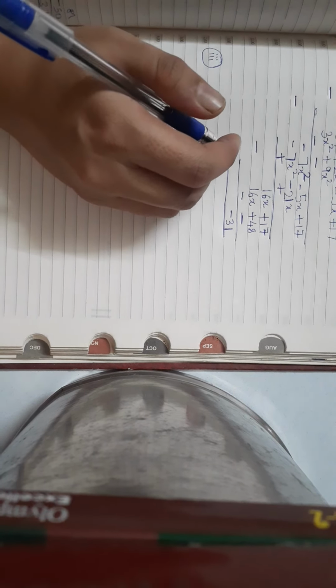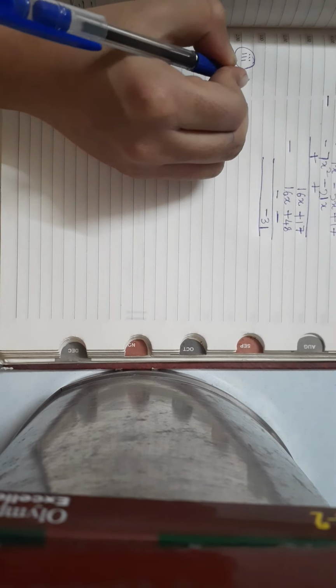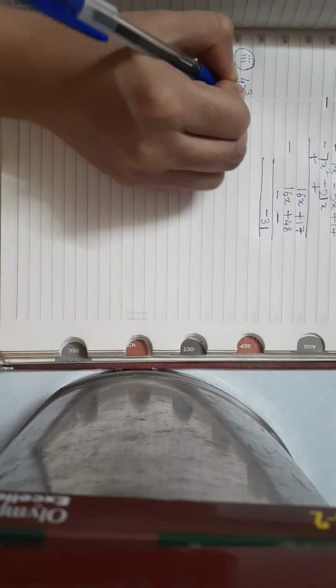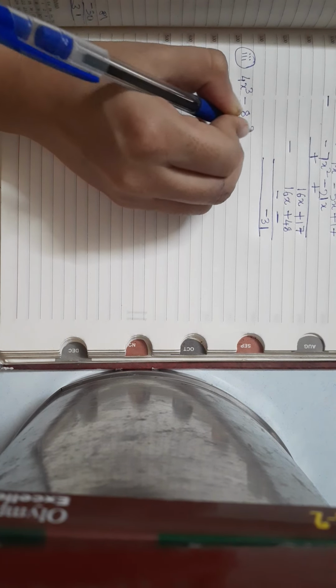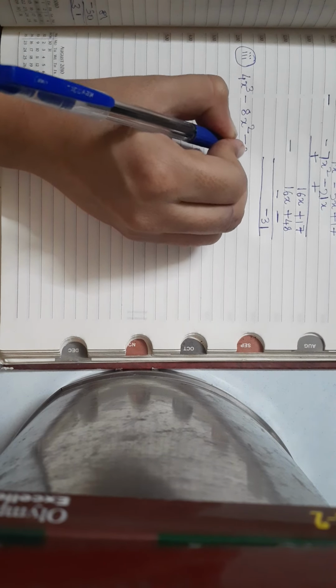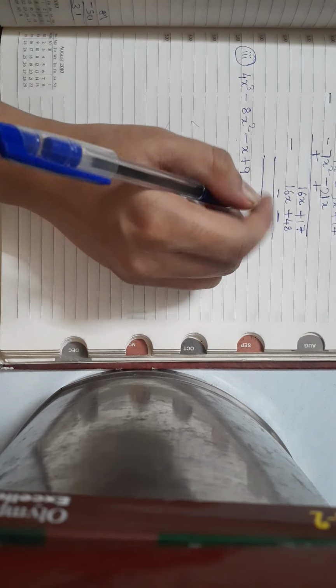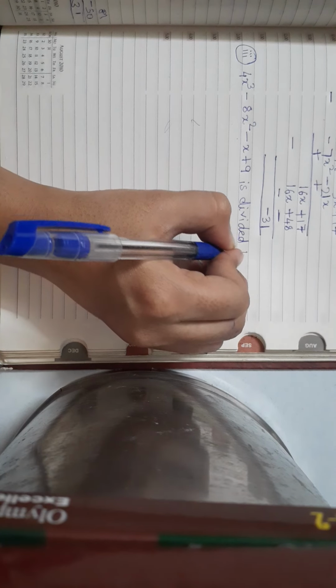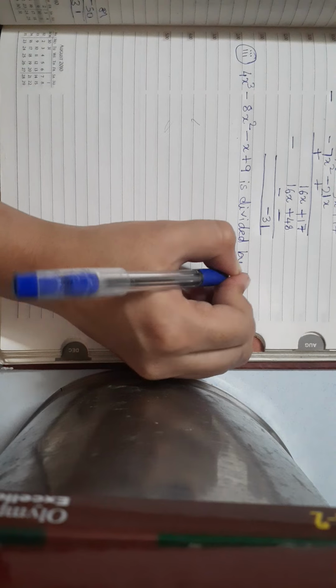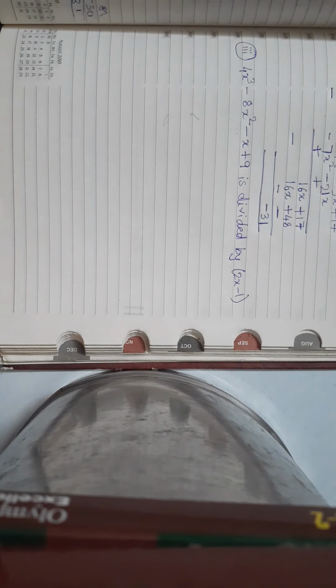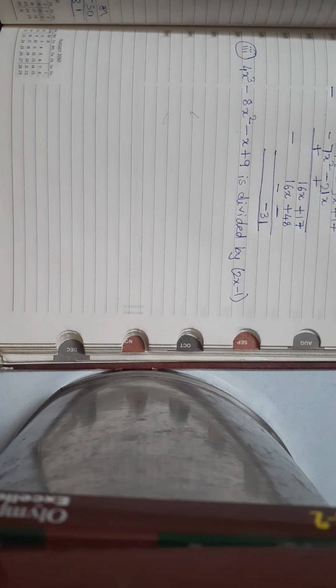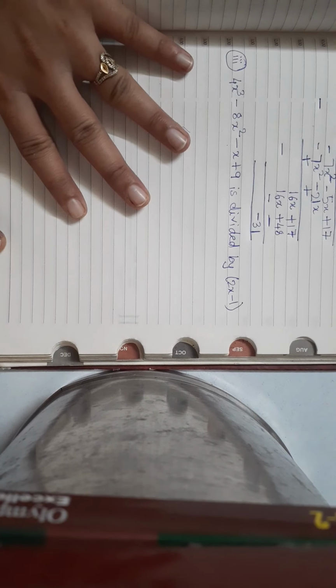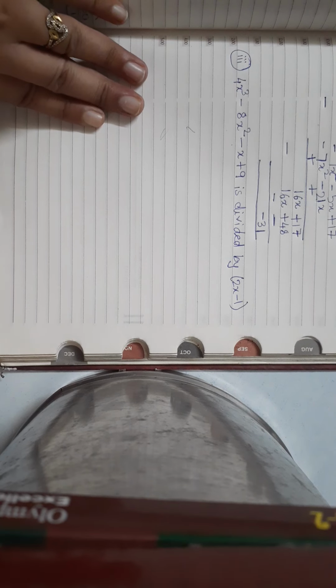Third sum says 4x cube minus 8x square minus x plus 9 is divided by 2x minus 1. Again we'll find directly and then we'll find by the remainder method.